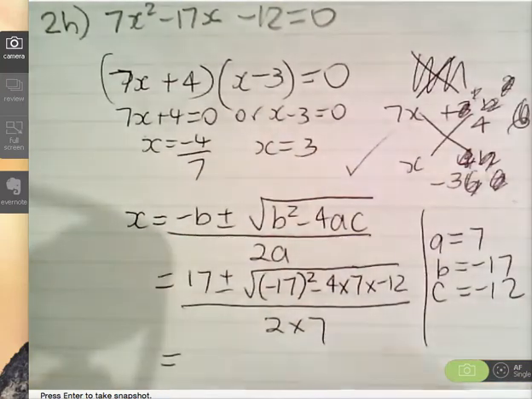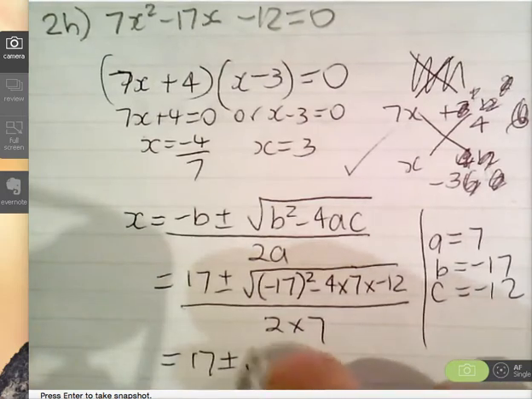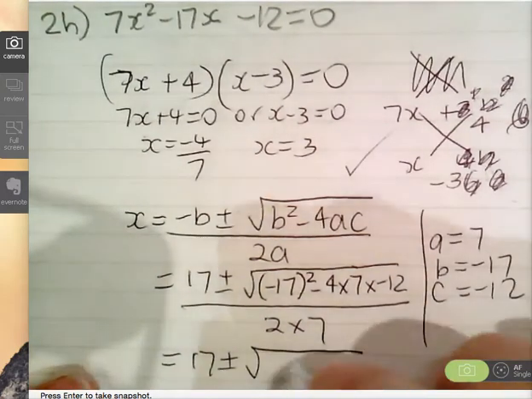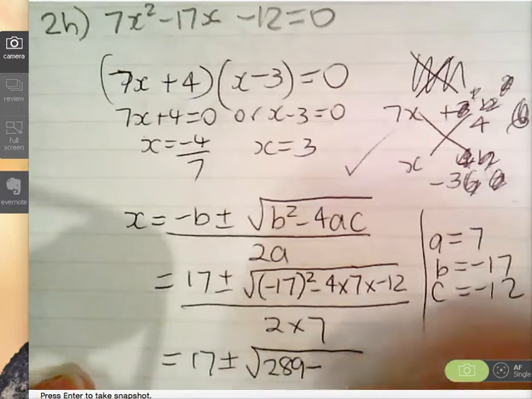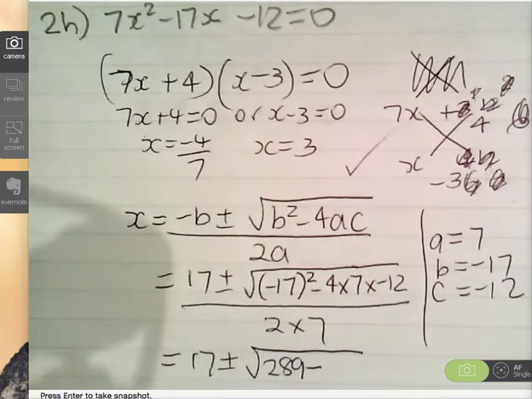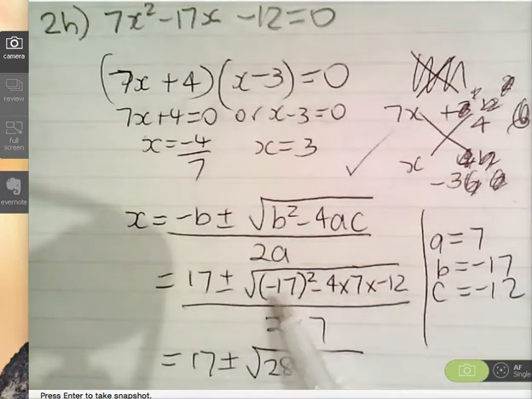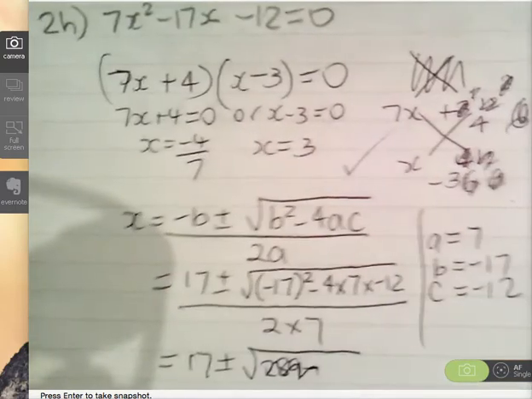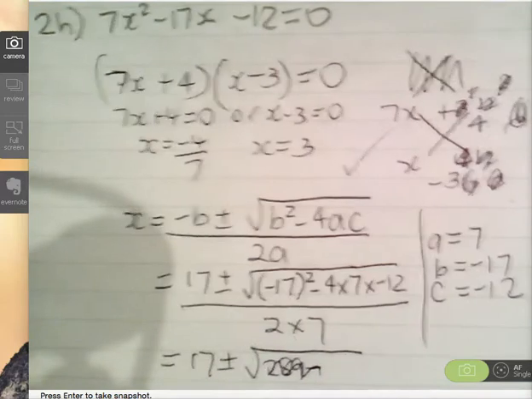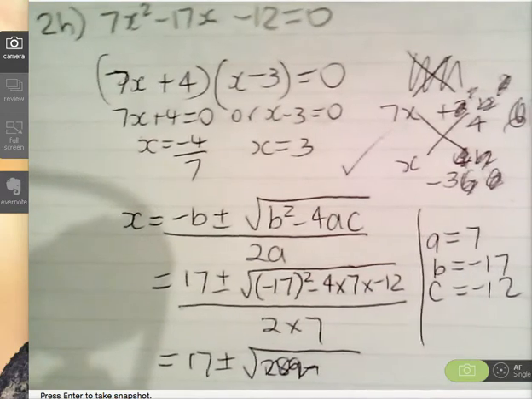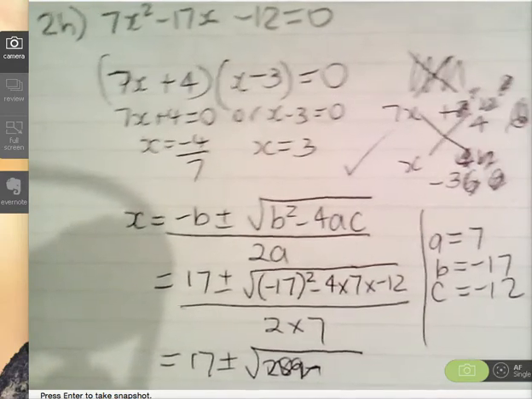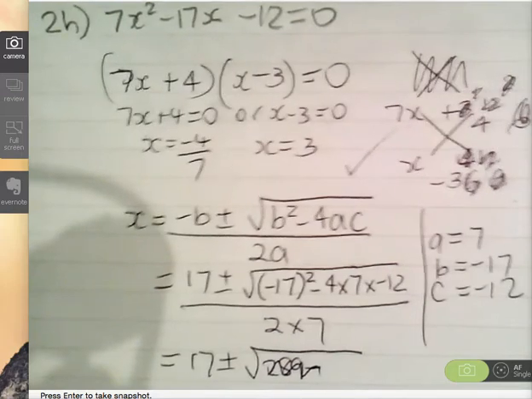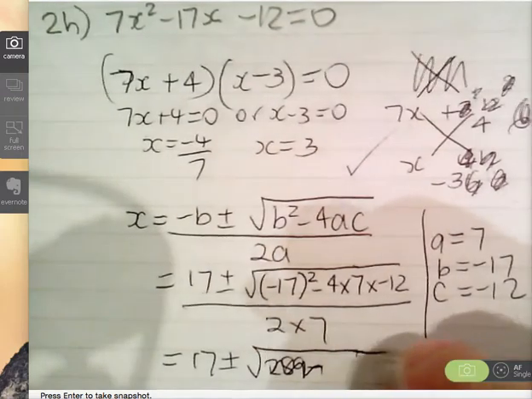Okay, going to need a calculator for this one. It's 17 plus or minus the square root of 289 minus, I'll just get a calculator. So girls, you can actually do that all in one go if you're going to get your calculator out. So you can go negative 17 squared, which would just give you the same result as 17 squared. All right, minus 4 times 7 times negative 12. And my answer is 625.